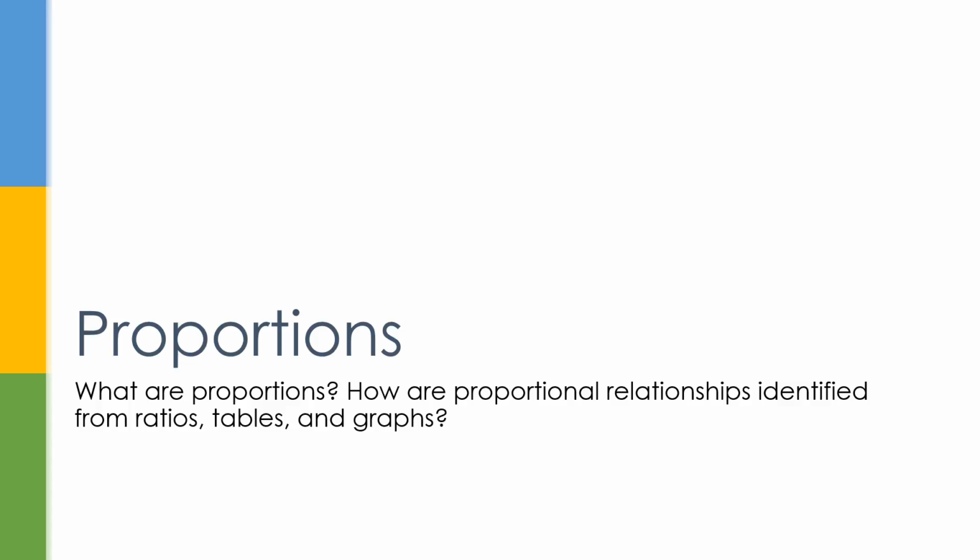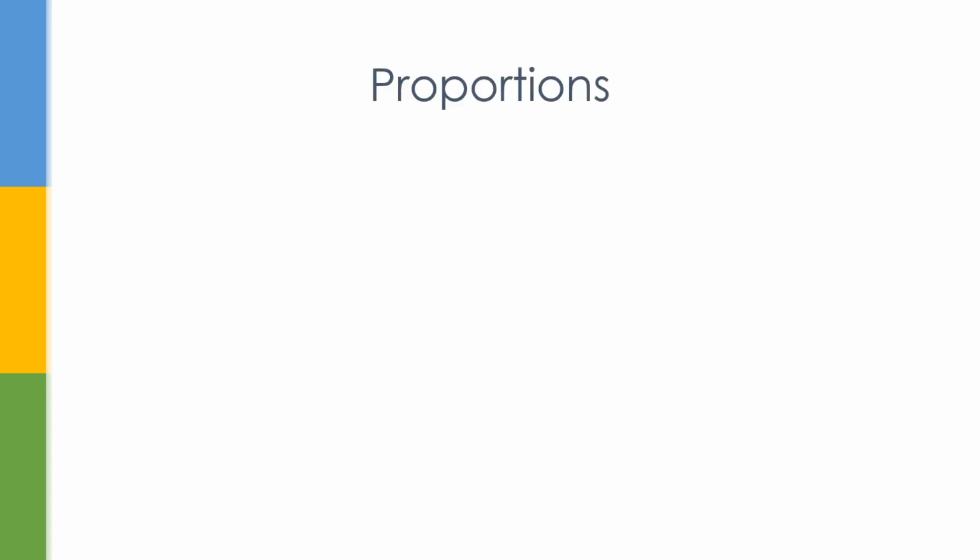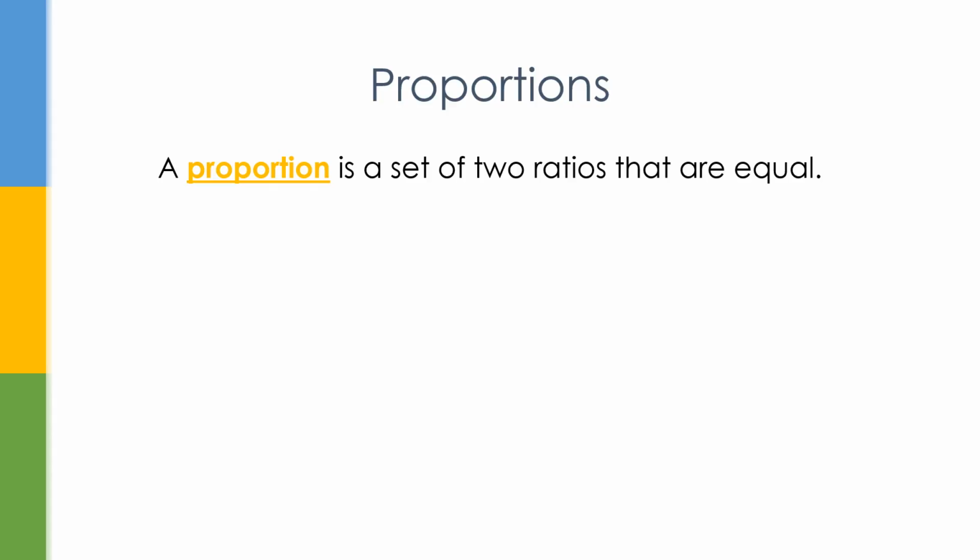So now let's talk a little bit about proportions. A proportion is a set of 2 ratios that are equal. So before we were creating one ratio, now we're looking at 2 ratios, and they are equivalent, they are equal. So that is a proportion. If it is not a proportion, then the 2 ratios would not be equal.